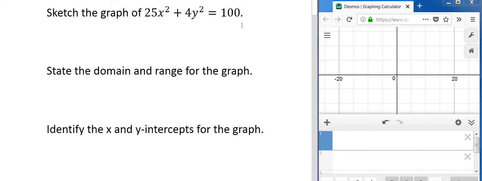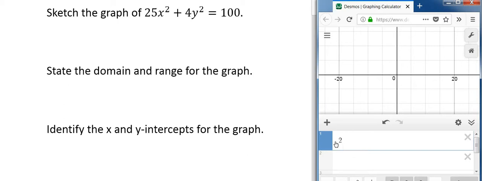Now I hope looking at this, we can tell what it is. Use our guidelines on that previous slide, right? Added together, different coefficients. Hey, this is an ellipse. Smaller coefficient on the y, so it should be longer in the y direction. Let's graph this on Desmos and see what we get.